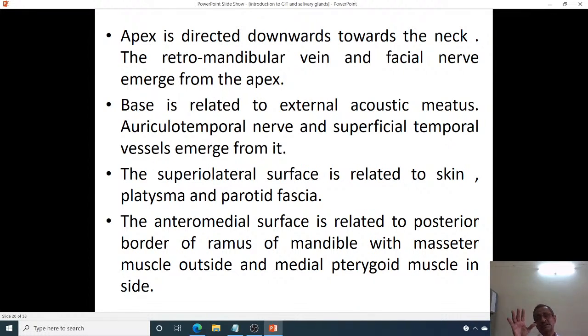So, when we are describing the pyramid-shaped parotid gland, it is an inverted pyramid shape, where the apex is directed downwards towards the neck. The retromandibular vein and facial nerve emerge from the apex, whereas the base is related to the external acoustic meatus. The auriculotemporal nerve and superficial temporal vessels emerge from the base. The superior-lateral surface is related to the skin, platysma and parotid fascia, whereas the anteromedial surface is related to the posterior border of the ramus of the mandible with masseter muscle outside and medial pterygoid muscle inside.